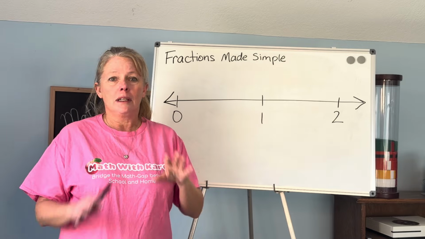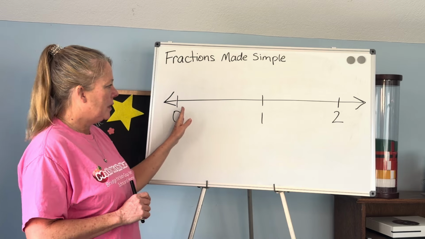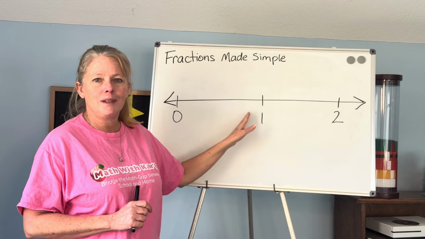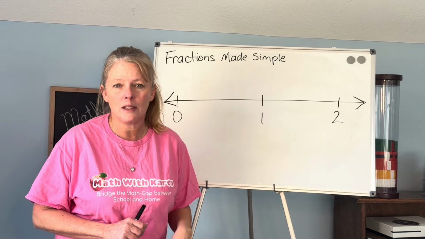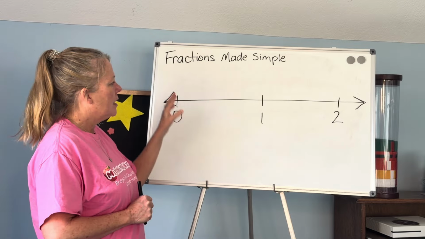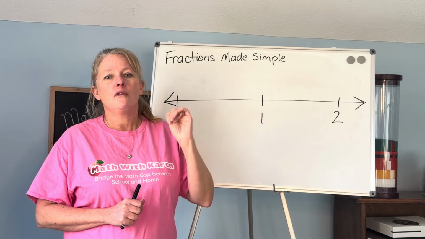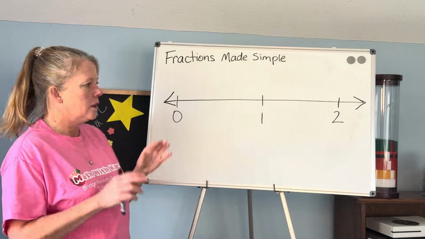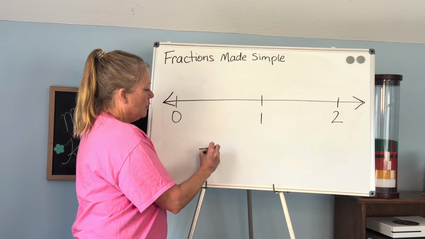Now, a lot of times students have used number lines with whole numbers, but what we need to understand is there are actually numbers between 0 and 1. We just can't see them yet. So we're going to learn how to put those on the number line. In this example, we are going to be working on fourths. So when we work on fourths, our denominator is going to be fourths.